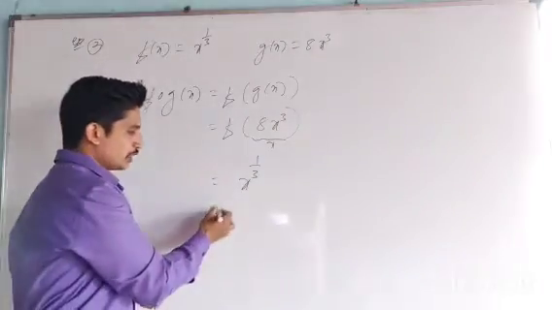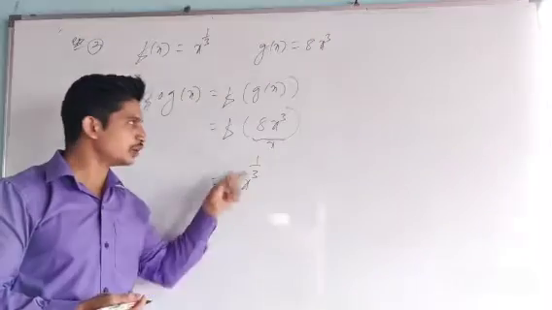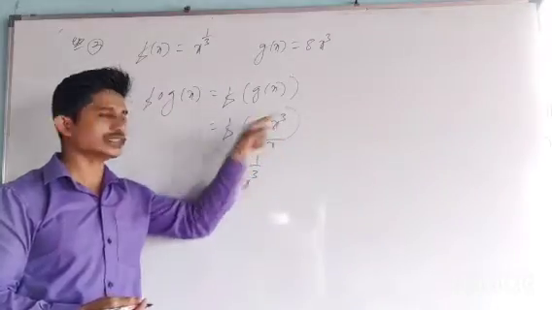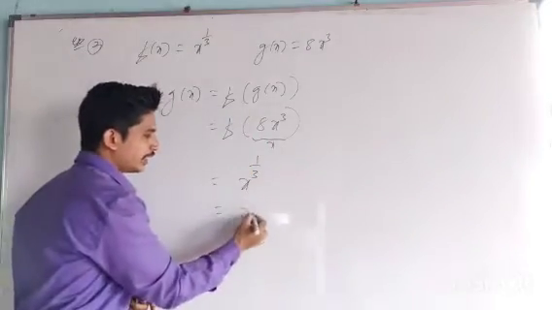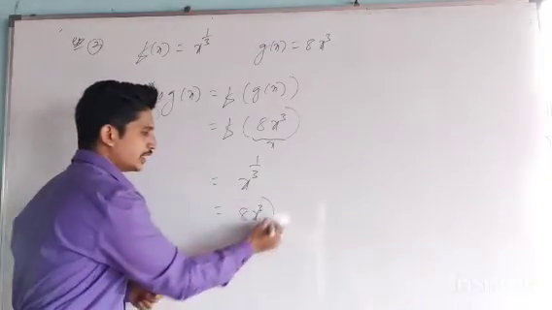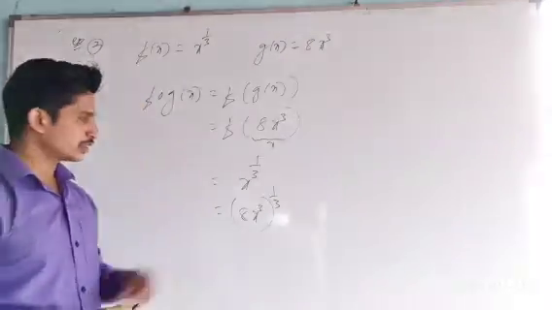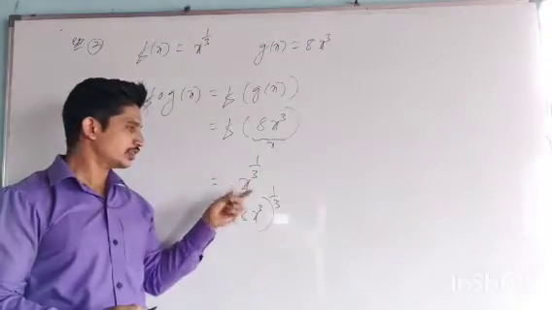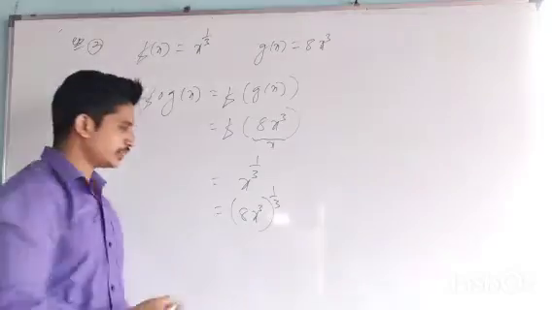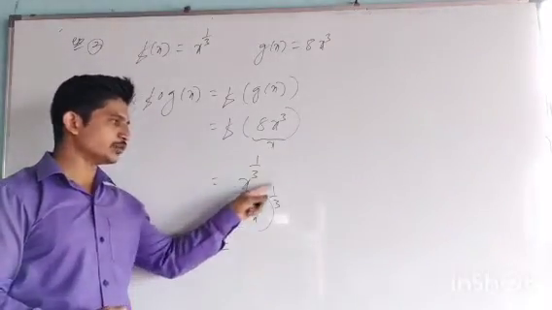But what is the value of x here? The value of x is 8x cube. Where x is there, write 8x cube, raised to the power 1 by 3. Now see, 8x cube raised to 1 by 3 is there.